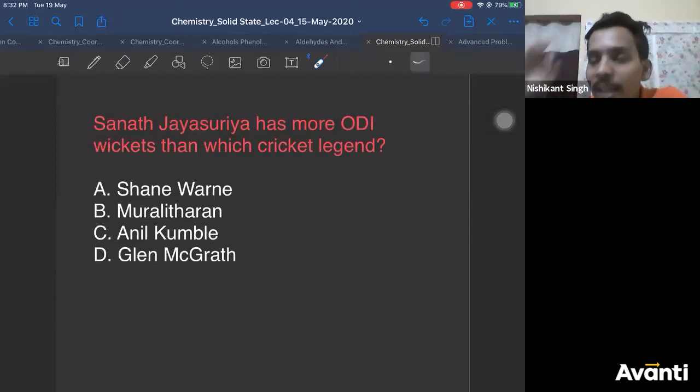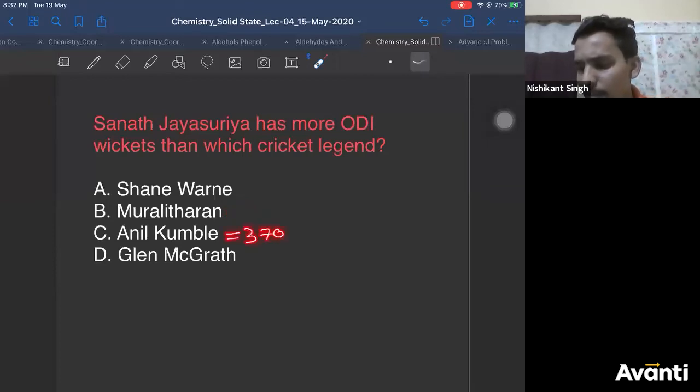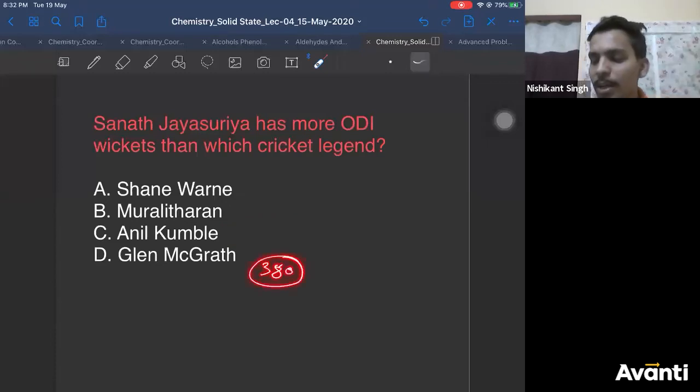Murali, though, you can't even think about. Murali has a lot of wickets, 500 odd. Kumble has 370 something. McGrath also in the corridor of 380 something. Okay? So Shane Warne is the right answer. I know many of you have guessed it. It's okay. Guess it, no problem.